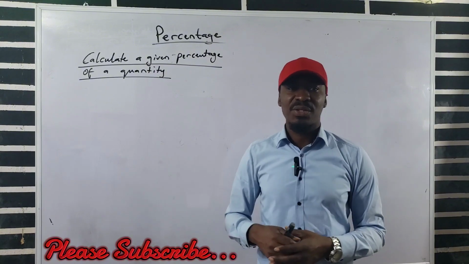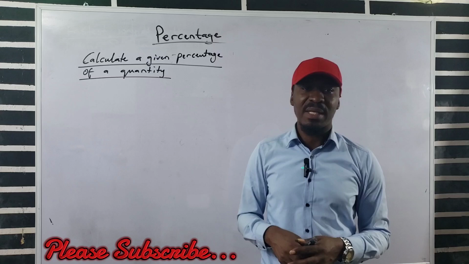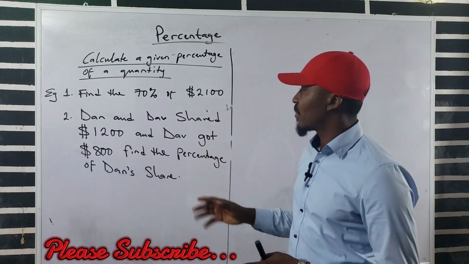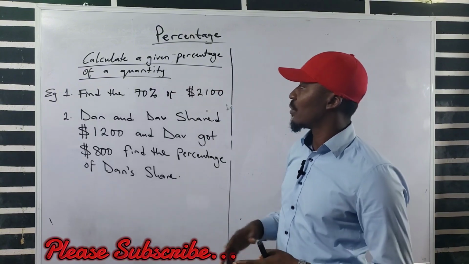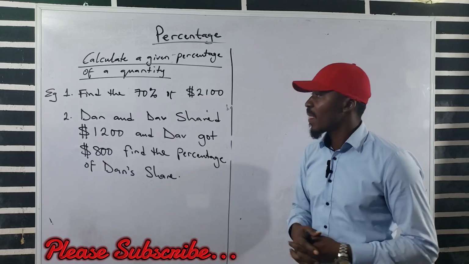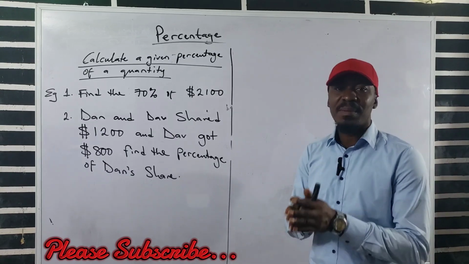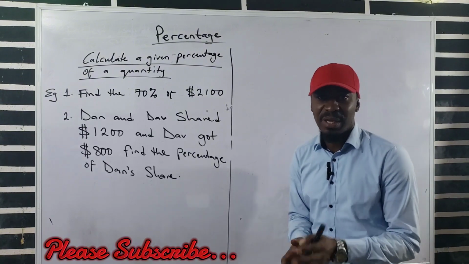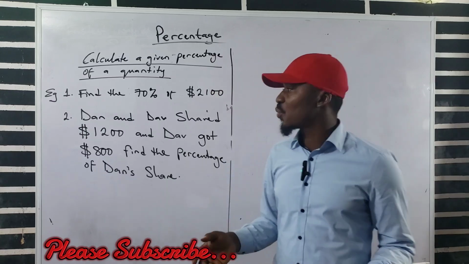So let's look at some of the examples under this particular type of problem on percentage. So we have two problems on the board, related to the given subtopic, which is to calculate a given percentage of a quantity. So the first problem says that we should find 70% of $2,100. Okay. Now, you can also be asked this question in different ways.